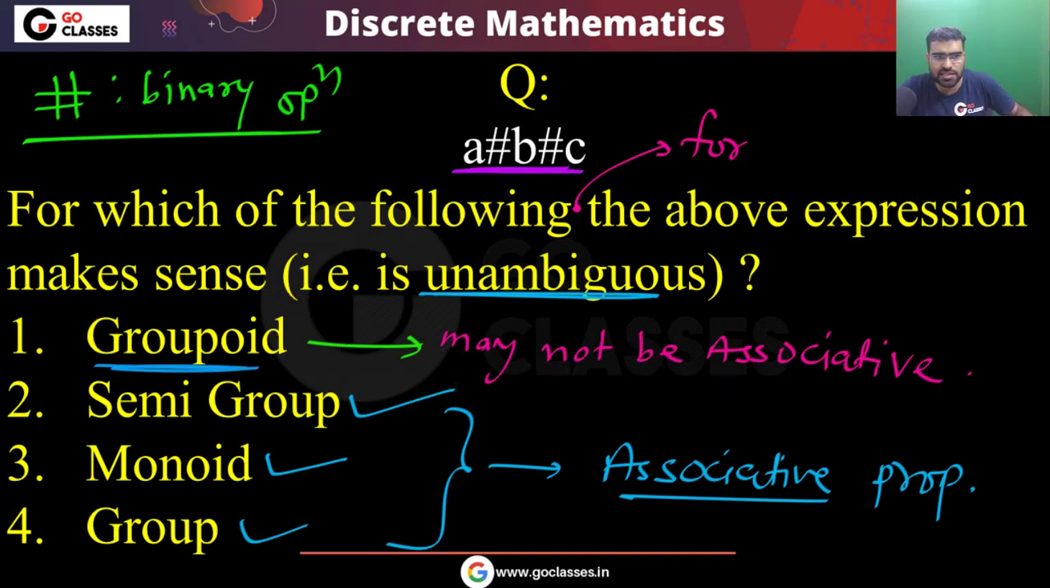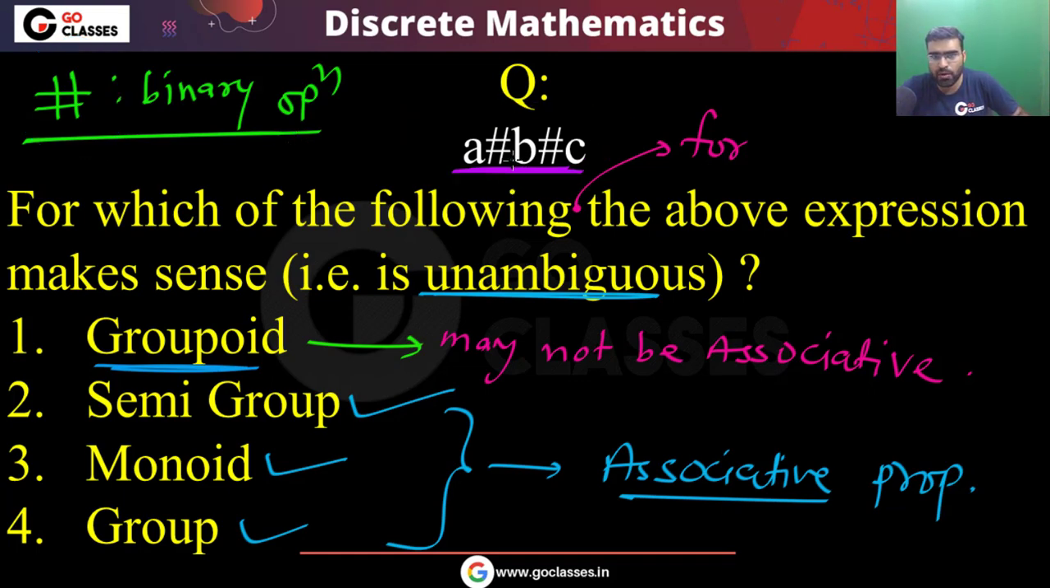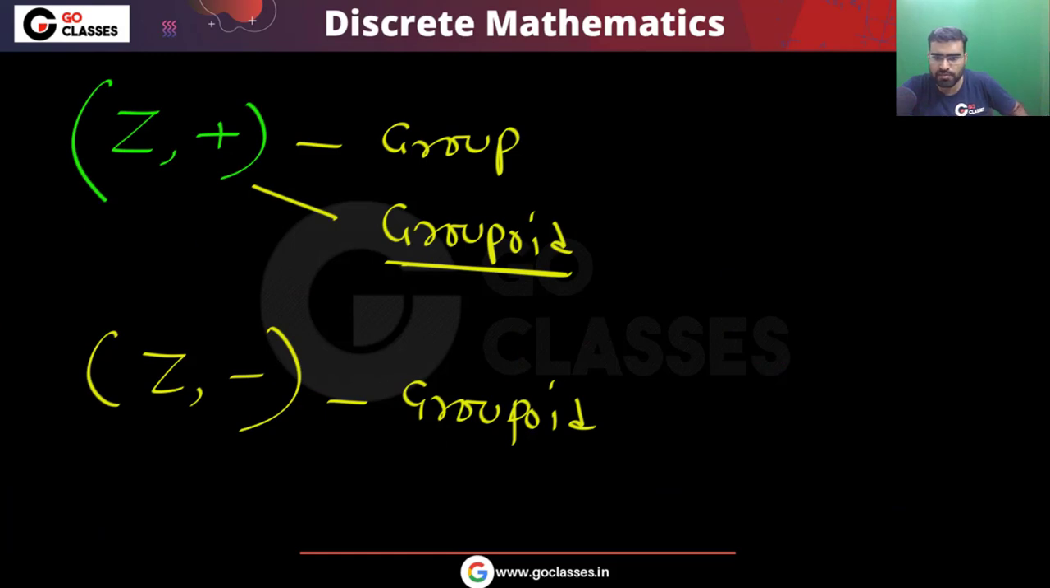So that is the reason this expression may not make sense, or may be ambiguous. If the operation is not associative, then the expression will be ambiguous, and I should put proper parenthesis. Very simple point.